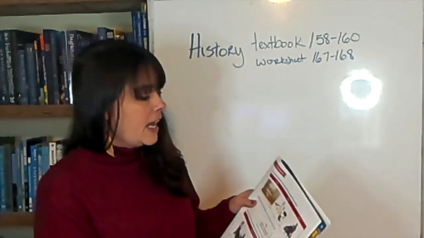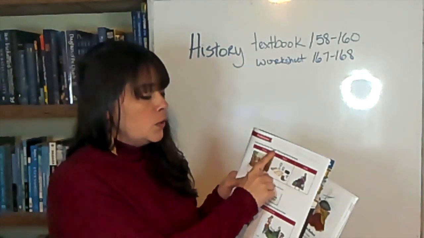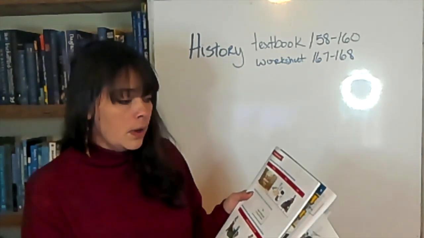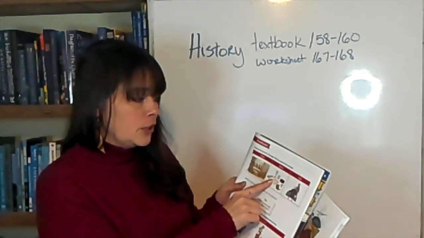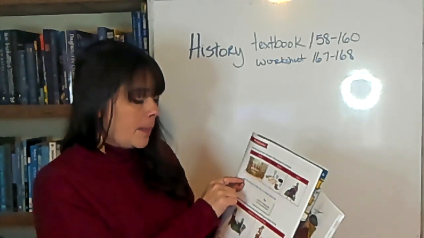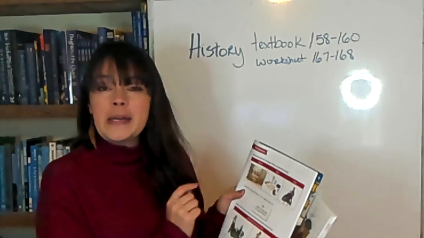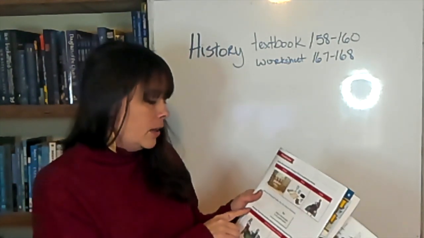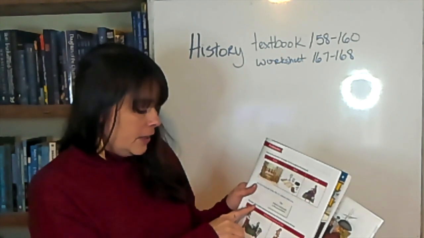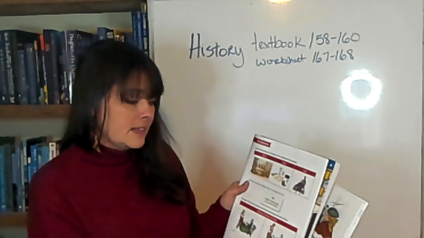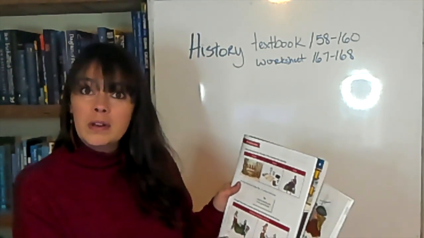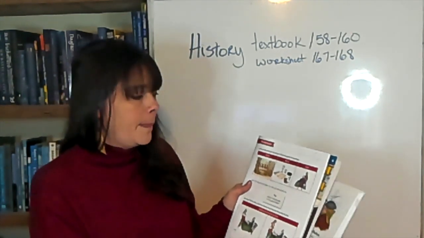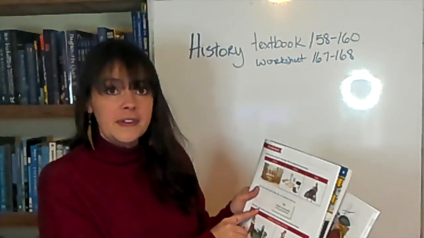Okay, it says, look at these pictures and use page 158 to complete the sentence. So you're going to look at these pictures and be able to complete this sentence using the information you find on page 158, right? And on page 159, you'll be able to find the answers to these. There were different points of view about what to do next and how people felt about how things were happening. That answer is on page 159.